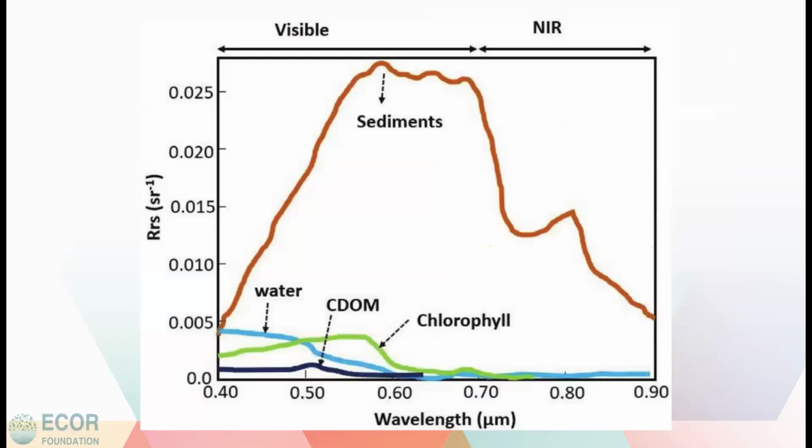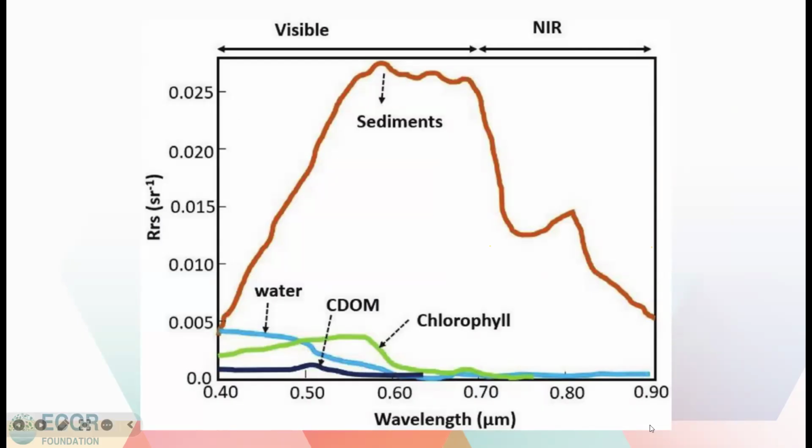Yeah. So this plot shows different substances in water reflect light differently. We can see the sediment shows high reflectance, especially in the NIR region. Water shows the lowest reflectance, and CDOM and chlorophyll show moderate reflectance, which each have a unique pattern across the wavelength. And this helps in identifying water quality using remote sensing.